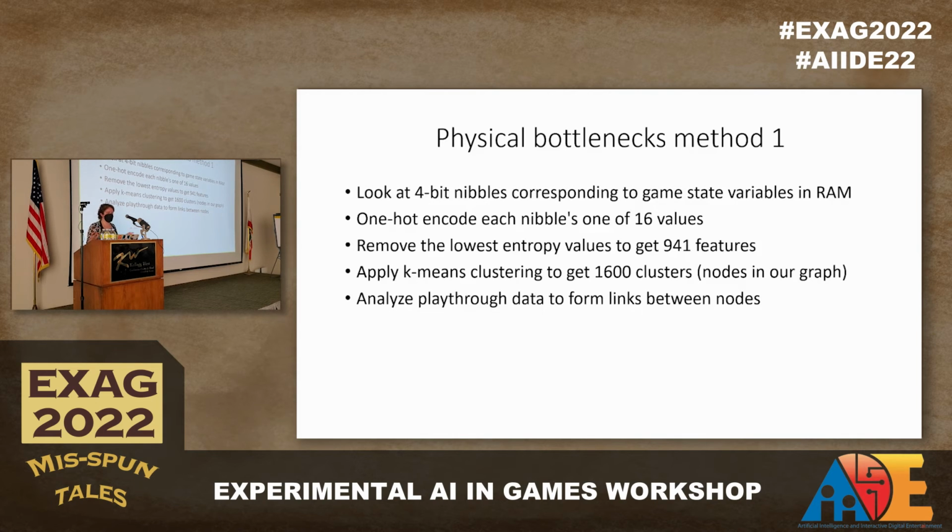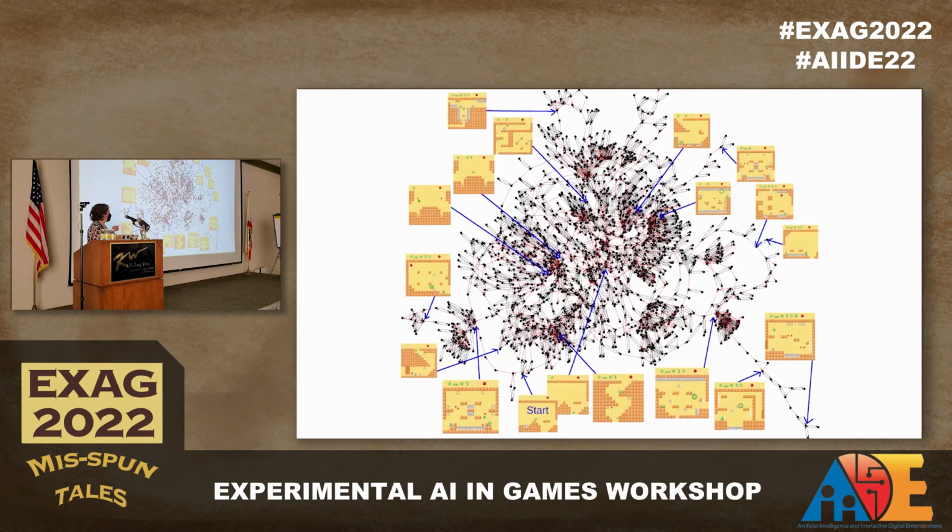So to do this, we one hot encode each of the nibbles of the RAM, remove the lowest entry values to get a bunch of features, and do k-means clustering to get the nodes in our graph, which I'm going to show you next. And then we have links between the nodes that are formed by actually seeing which nodes led to one another when we were doing the playthrough. So we get graphs that look kind of like this with this method, which is cool.